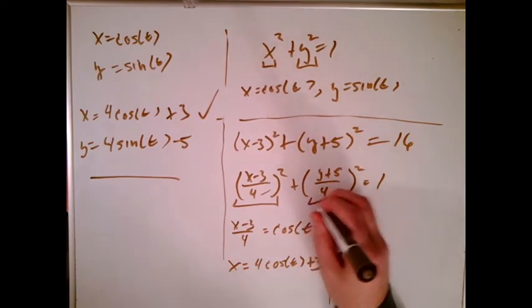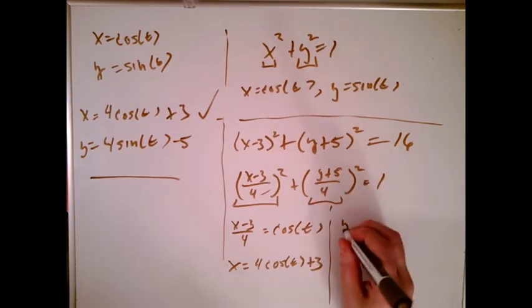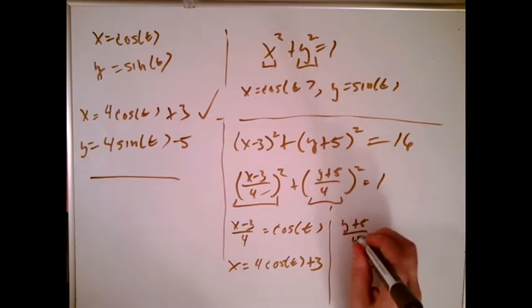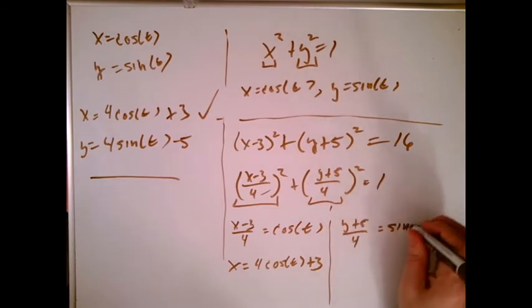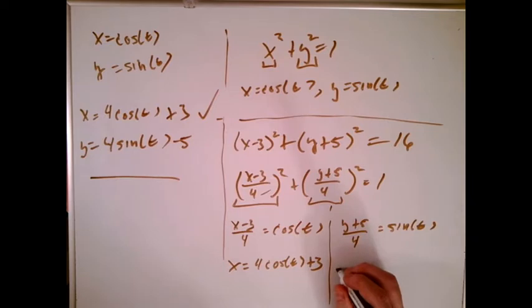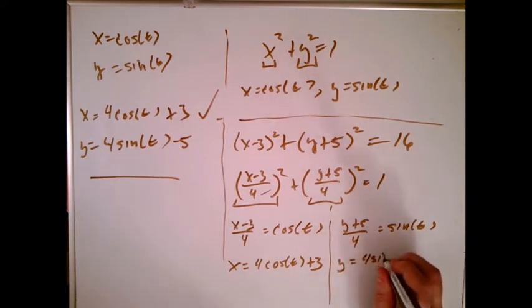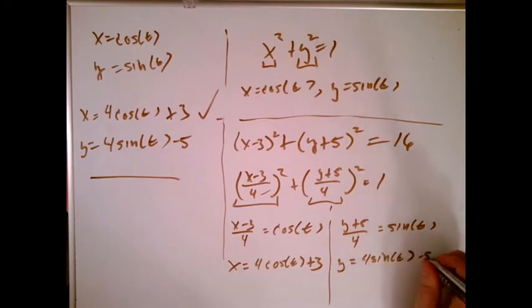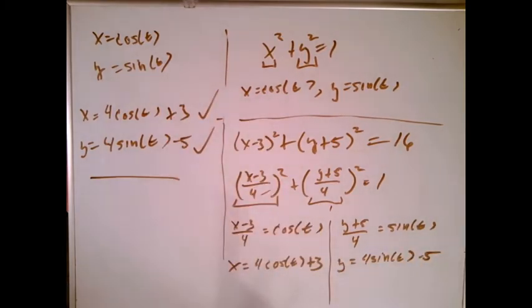And I let the second chunk be sine. So I'm going to let (y plus 5) over 4 be sine t. I'm going to solve for y, so I get y equals 4 sine t minus 5, which is exactly what we did when we did it with Desmos. But we're going to have to see this a lot.